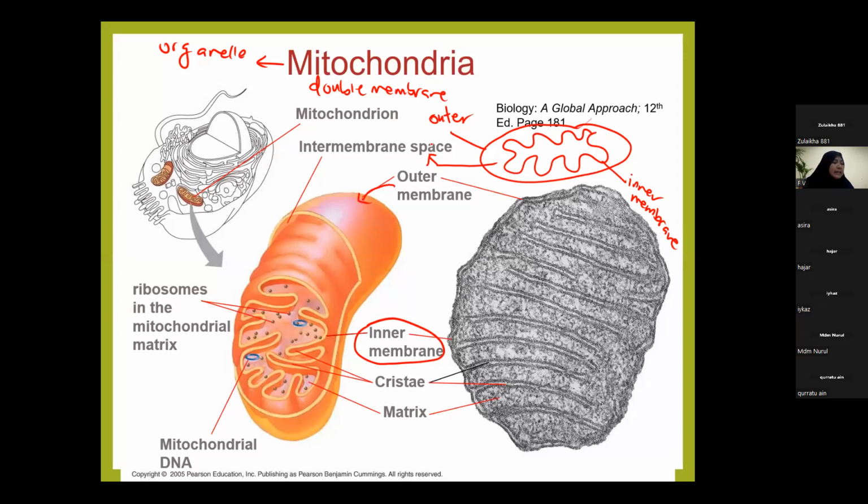Okay, alright. Next, what else that you can find in mitochondria, the first one is cristae. Cristae tu apa? Cristae ialah lipatan-lipatan inner membrane tu, kita panggil sebagai cristae. Okay, lipatan-lipatan inner membrane kita panggil sebagai cristae. Ni, cristae. Okay, apart from that, matrix. This is matrix. Matrix tu apa? Matrix tu macam seolah-olah cytoplasm of mitochondria. Tapi kita tak panggil cytoplasm, we call it as matrix. So this is matrix.